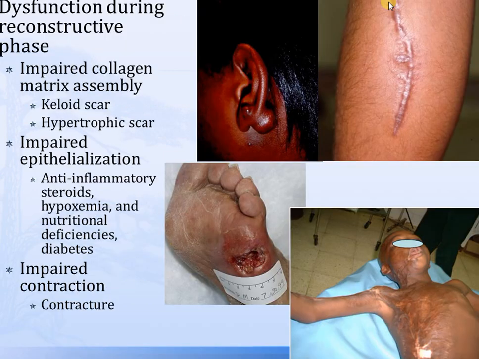Okay, so problems during the reconstruction phase, you can go from things like keloids, hypertrophic scars, to actually having ulcers or not getting proper circulation, to things like contracture with a burn. So that first one up in the top corner is a keloid, and this is just a person that had their ear pierced, but look at that abnormal growth. Would you say that's a normal scar? Nope.